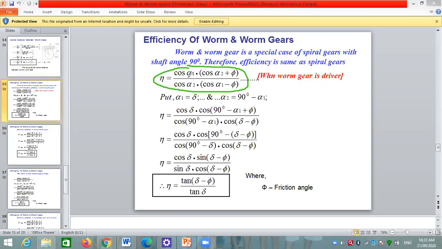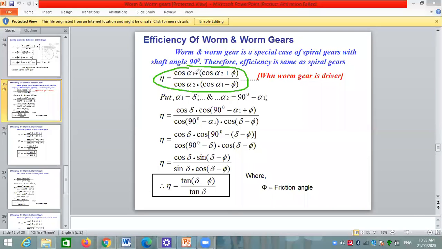is the spiral angle for gear 1 and alpha 2 is the spiral angle for gear 2, and phi is the friction angle.